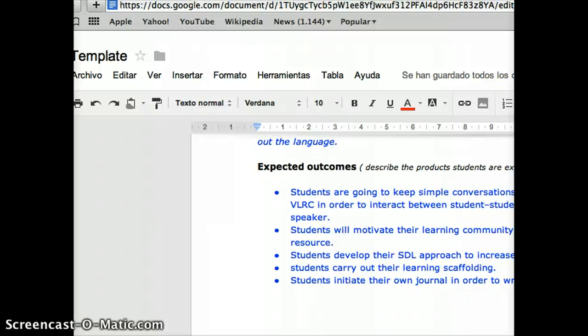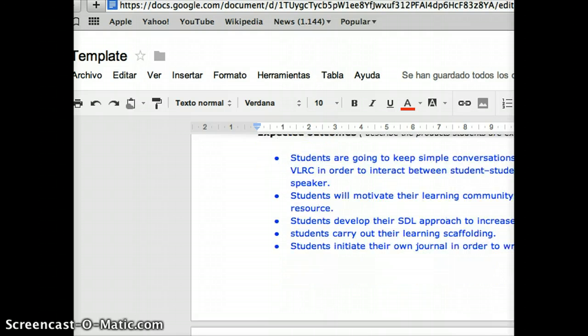Students will motivate their learning community to use this helpful technological resource. Students develop their self-directed learning approach to increase their knowledge. Students carry out their learning scaffolding. Students initiate their own journal in order to write relevant events during their learning process.